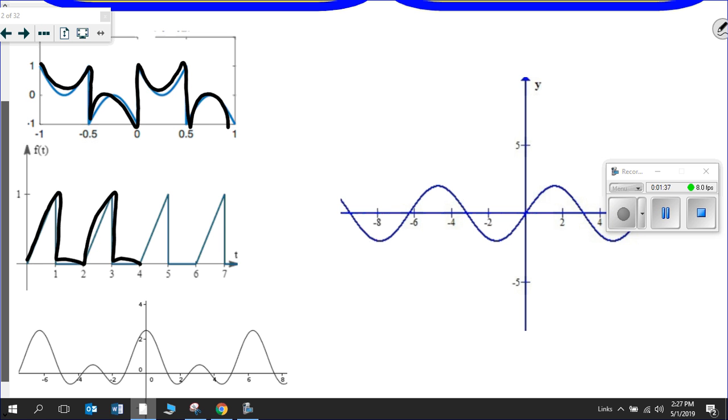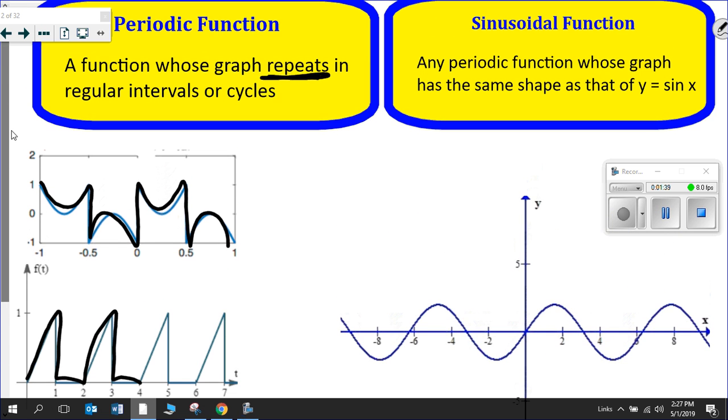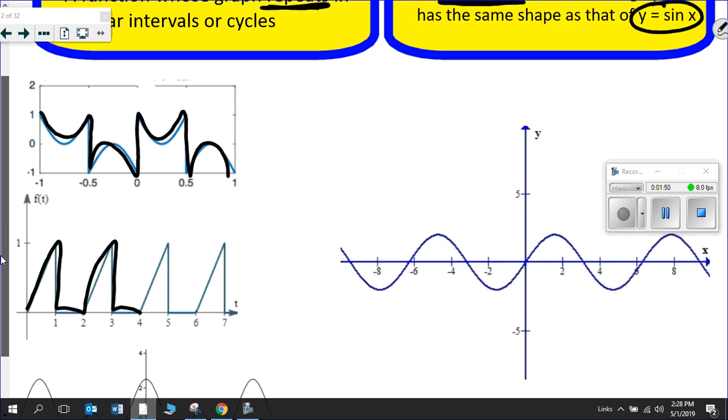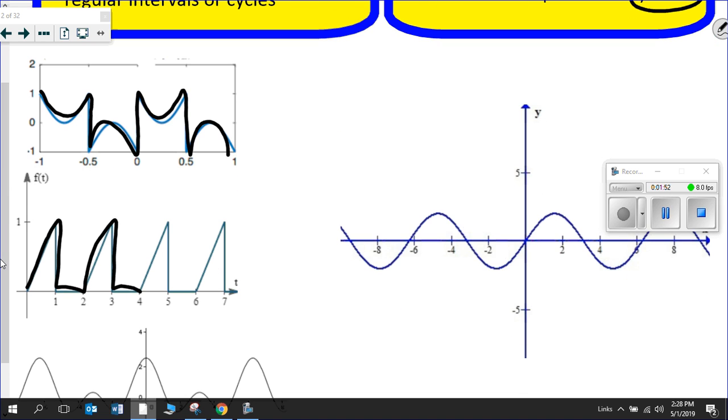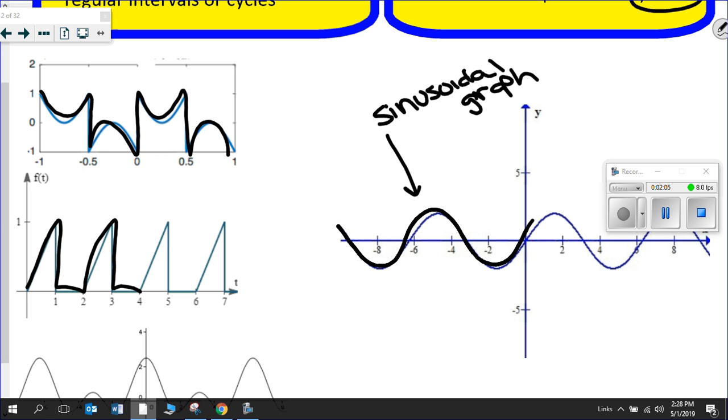The special one, though, is a sinusoidal function. Sinusoidal functions are periodic, that have the shape of a sine graph. So that's why they're called sinusoidal. What you'll notice is this right here is your sinusoidal. It repeats the curves, right? It curves down, curves up, curves down, curves up, over and over again.